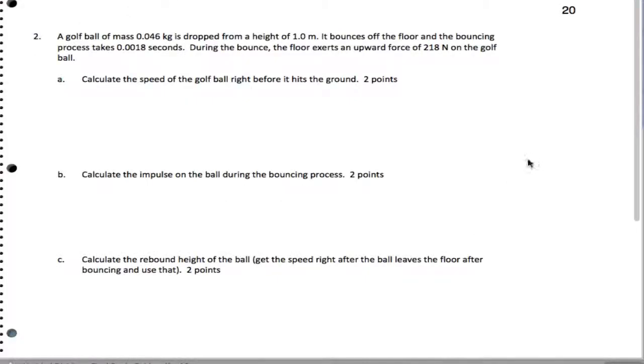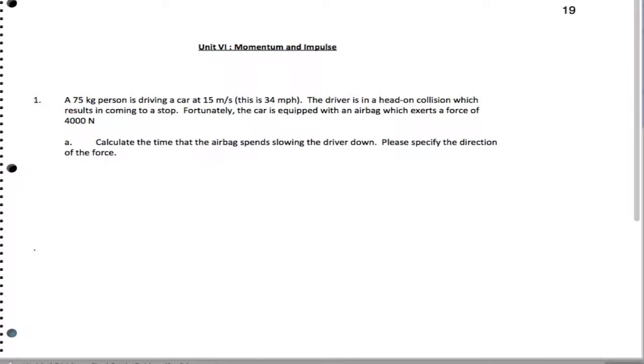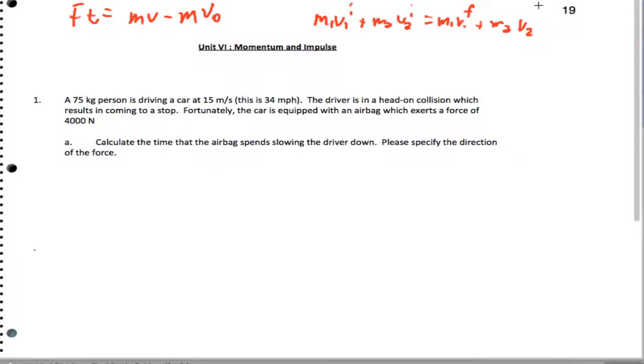All right, last part of the old review works like this. This is going to be an impulse momentum problem. So remember the rule that I told you. I told you that the impulse momentum theorem says impulse equals change in momentum. And we also had the conservation of momentum principle, which said m1 v1 initial plus m2 v2 initial equals m1 v1 final plus m2 v2 final.